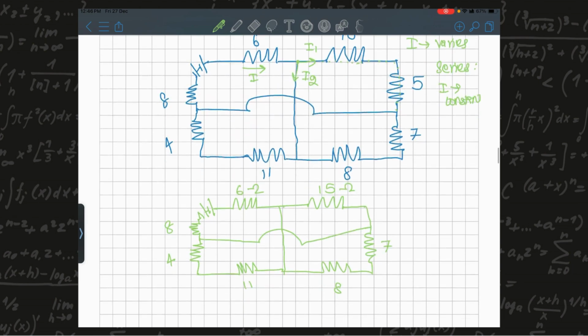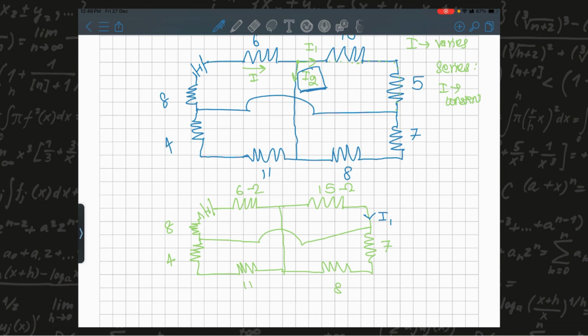Okay. Now, the I1 current flows through this one. Now let's just leave this I2, because if I explain with this I1 current, it'll be much easier than explaining using this I2. So I'm just leaving this I2 current.